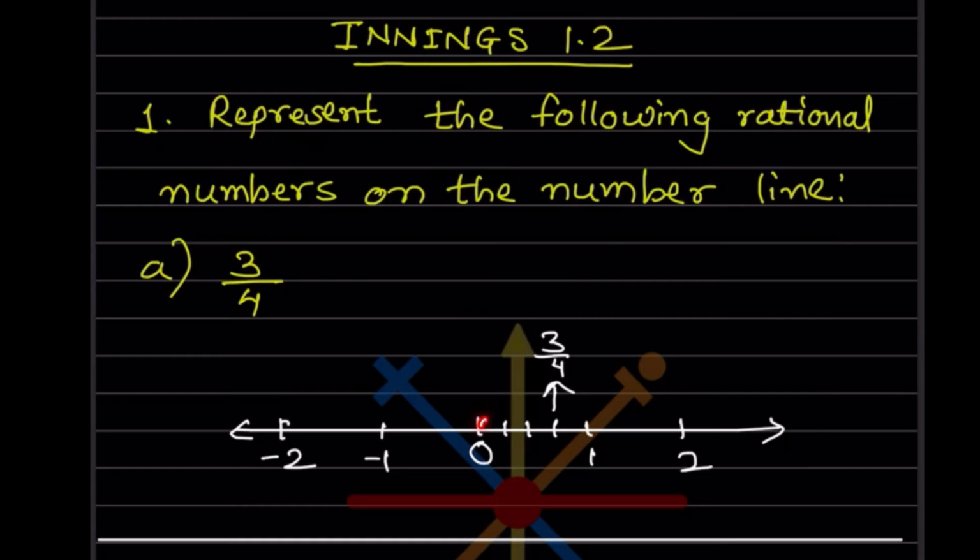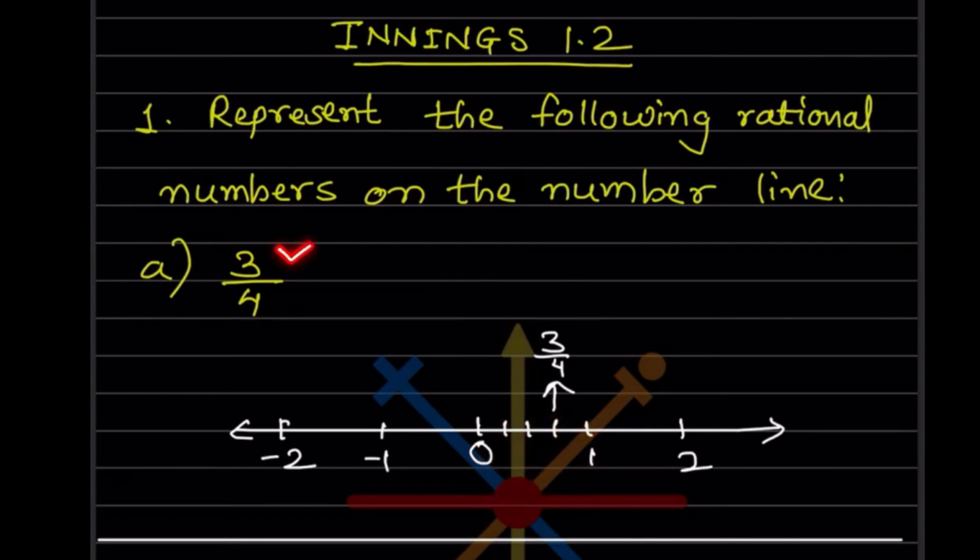Now you know the number line. The right hand side are all the positive ones and the left hand side of 0 are all the negative numbers. So this 3 by 4 is a positive number, so this comes in between 0 and 1. You have to look at the denominator. So this should be divided into 4 parts first: 1, 2, 3 and 4 parts in between 0 and 1.